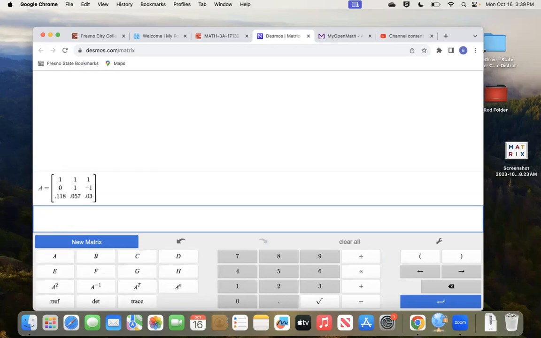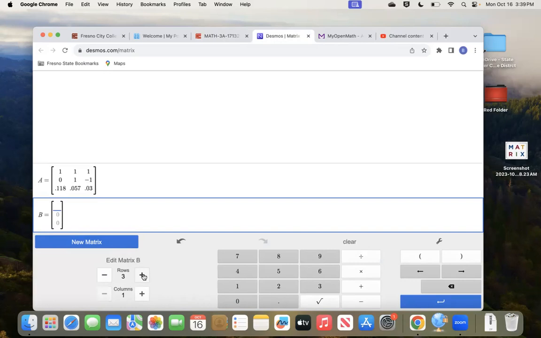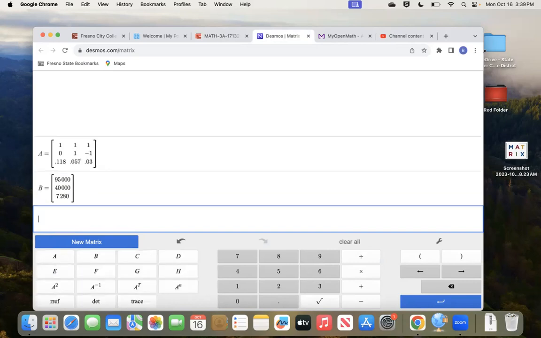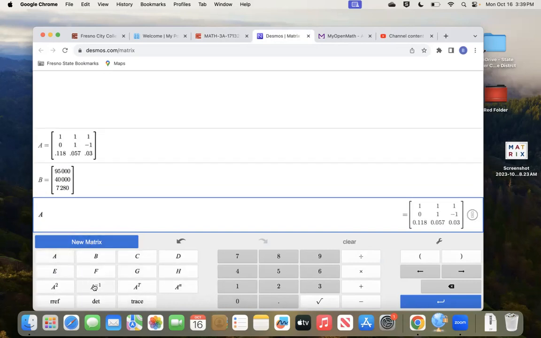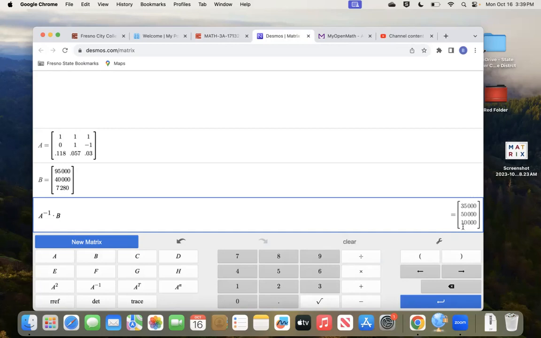And the second one is that right side. Go on new matrix again, and then I've got to make it tall and thin. So 95,000, and then 40,000, and then 7,280. Enter. There we go, so we've got the first matrix and second. So you take the first matrix A inverse, remember it's inverse, times the second matrix B. Boom, there's our 3 answers.